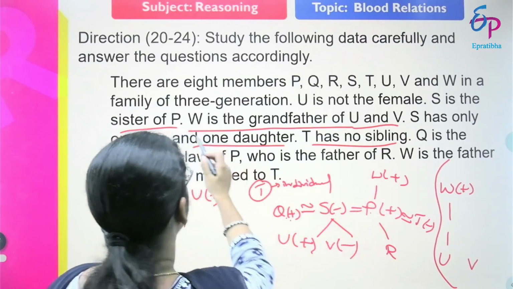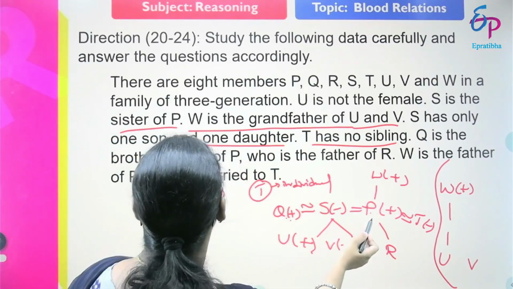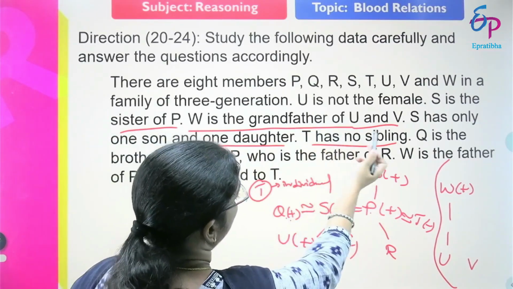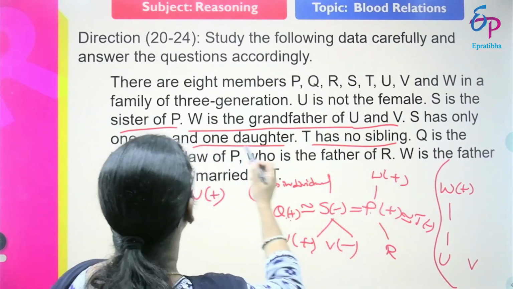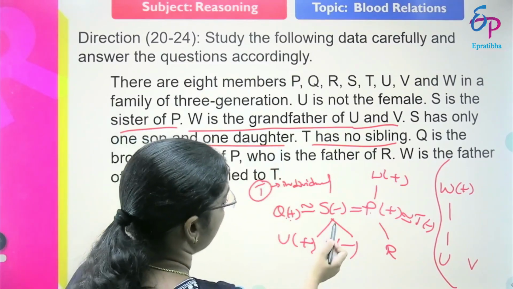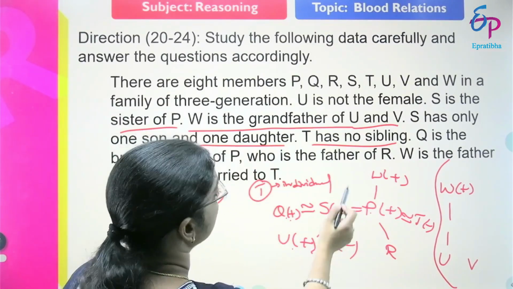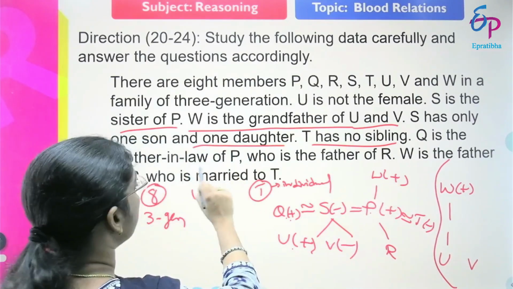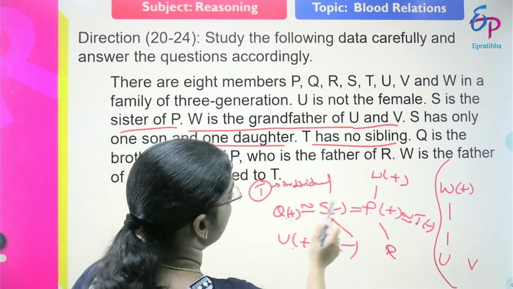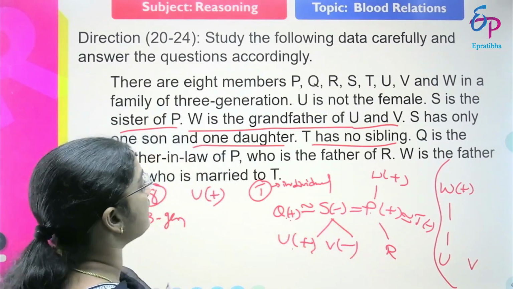Then S is the sister of P, right? S is the sister of P, and W is the grandfather of U and V. Okay, W is grandfather of U and V, and then S has only one son and one daughter, and T has no siblings. Yes, T has no siblings, and Q is the brother-in-law of P, friends. Okay, Q is brother-in-law of P. Yes, that is also satisfied.